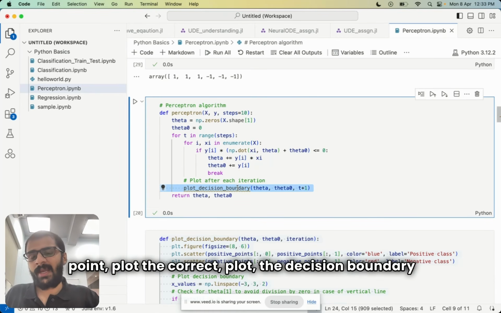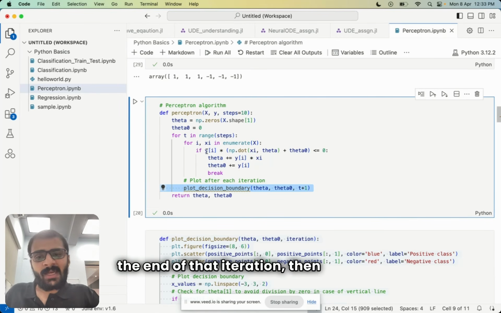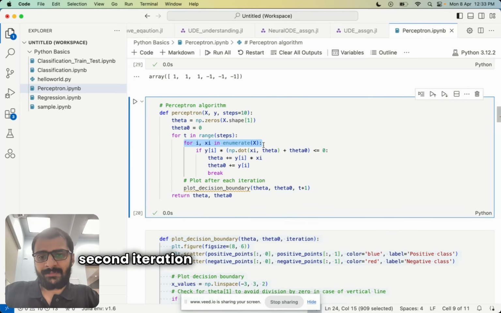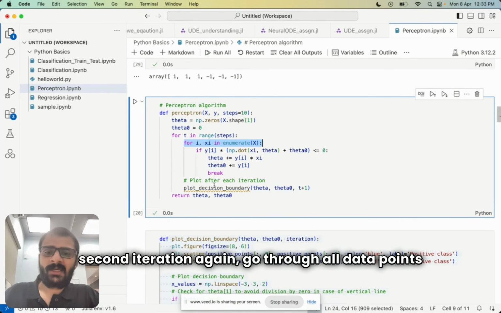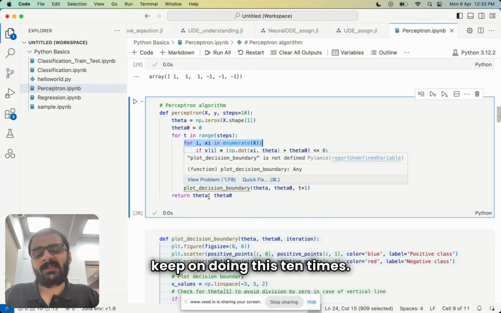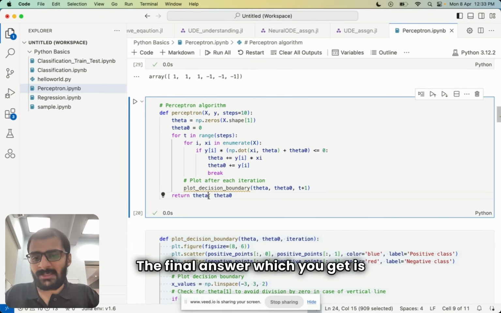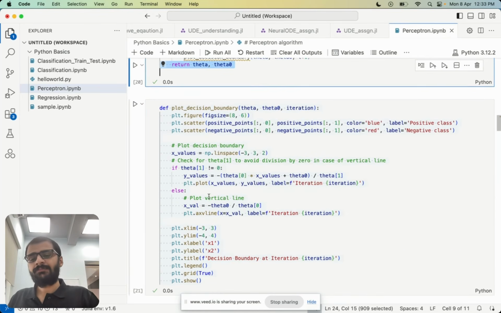Once you have covered every single data point, plot the decision boundary at the end of that iteration. Then go to the second iteration. Again go through all data points. Similarly, keep on doing this 10 times. The final answer which you get is your optimal theta and theta naught.